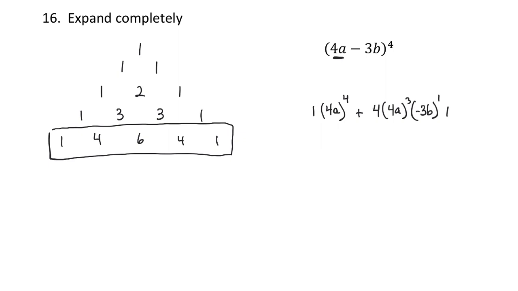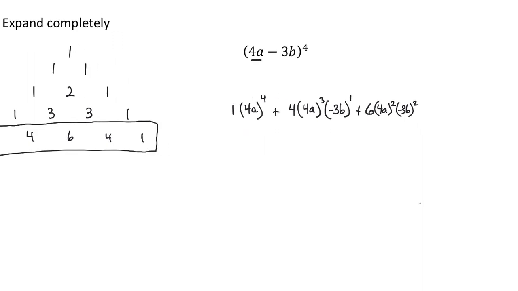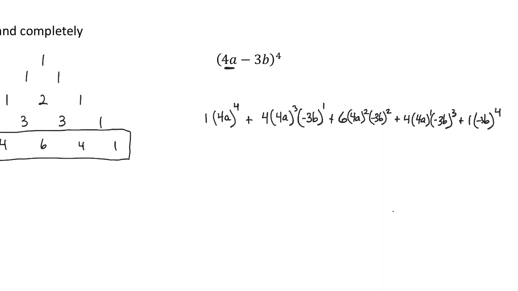The next term has this as a coefficient, 6. And then our first term, 4a, is raised to the second power. And our second term, negative 3b, is raised to the second power. Then we have the next coefficient is 4. And then our first term, 4a, this time is raised to the first power, and our second term, negative 3b, is raised to the third power. And finally, we have a coefficient of 1. And then our last term, negative 3b, is raised to the fourth power.